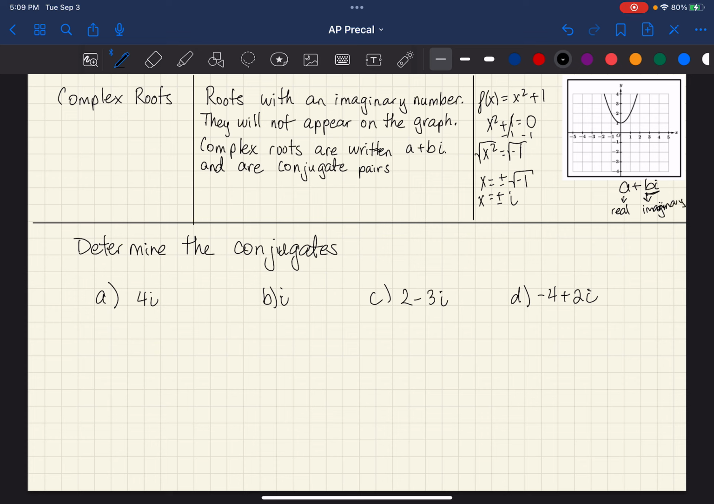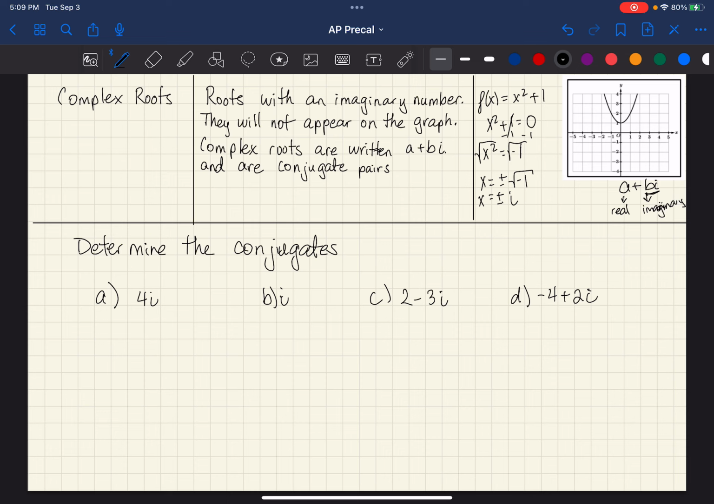Right? And they're always conjugate pairs. So in this example, I have plus or minus. I always have to have a plus or minus. So we're going to go through these conjugate examples really fast because they're simple enough. So you should pause the video and write the conjugates on your own before watching me do it.